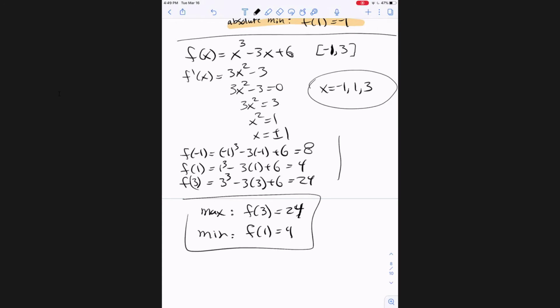So remember, when you have a graph, the max is the actual y value right here. Let's say this is 24, and where it occurs, at 3, is the location where it occurs. So if the max is actually 24, it occurs at x equals 3.